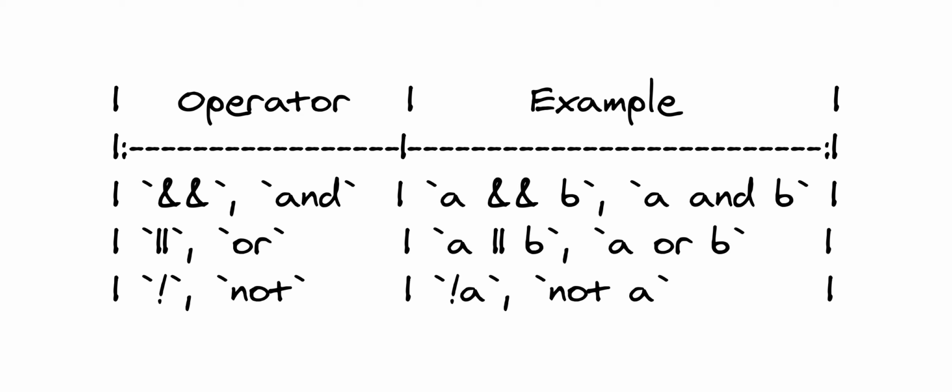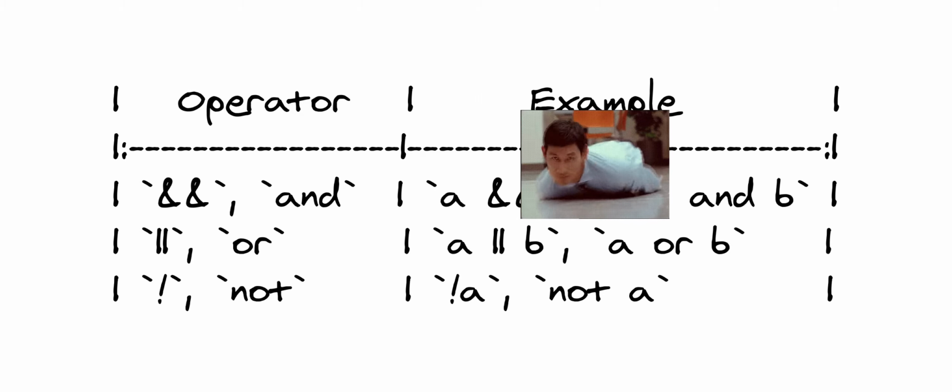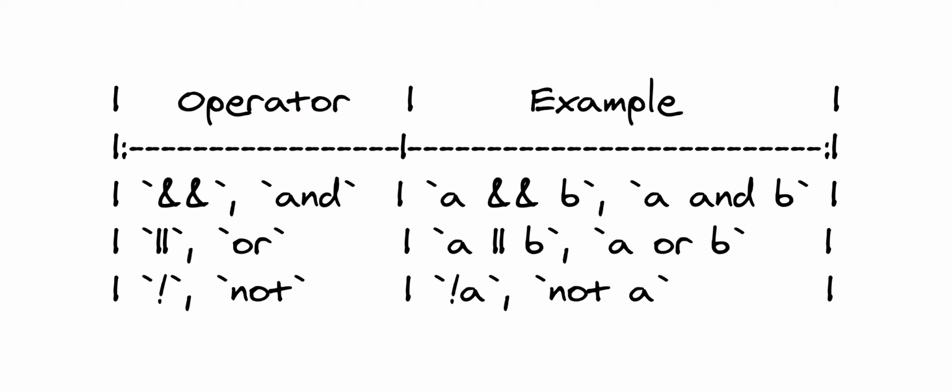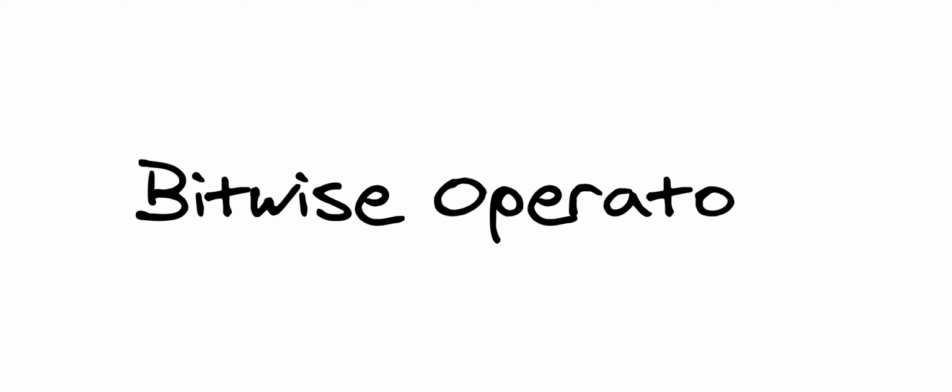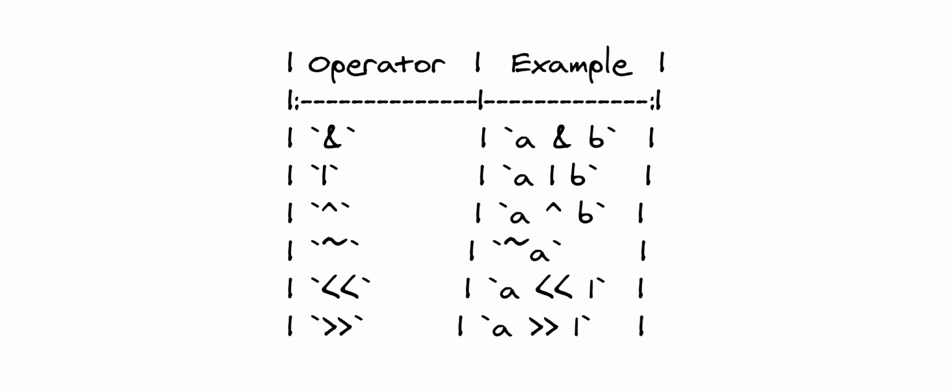Logical operators will be a combination of the logical operators in the C and Python languages: and, or, not. Bitwise operators will be the same as the bitwise operators in the C language: binary AND, binary OR, binary XOR, binary ones complement, binary left shift, and binary right shift.